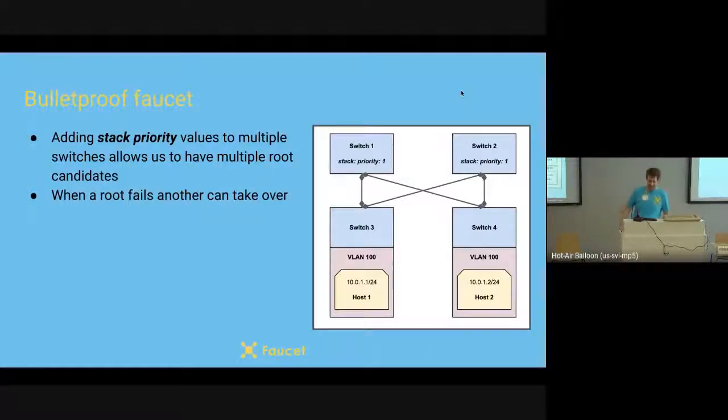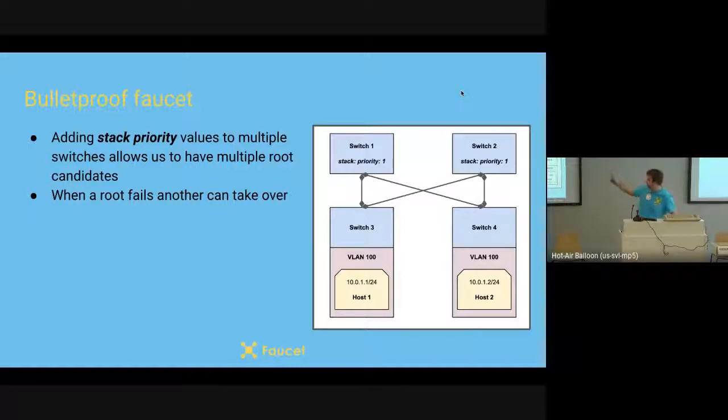So what does that let us do? Well, it lets us build topologies like this. This is kind of like a spine and leaf type network. We've got two switches along the top now, and they're both set to stack priority 1, which means they're both candidates to be a root. Faucet has a number of different algorithms for picking which root it wants to use, and it can detect when a root goes away, and it can change to another candidate. And so then we end up with these access switches down the bottom that can lose one of these uplink switches or some of these cables, and the network keeps working.